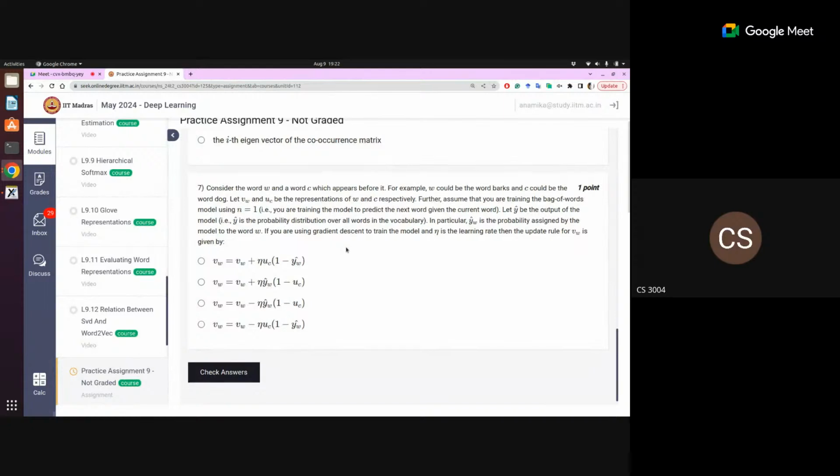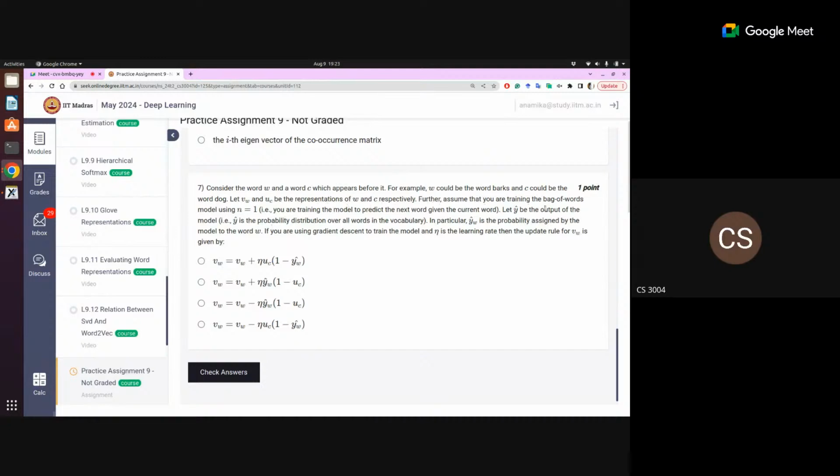Consider the word W and context C, which appears before it. For example, W could be the word barks and C could be the word dog. So let's be clear with the conventions, right? VW is what we call a vector of word W. UC is what we call a vector of context C. Okay. These are the representations of W and C.